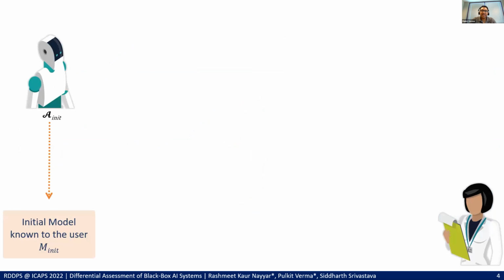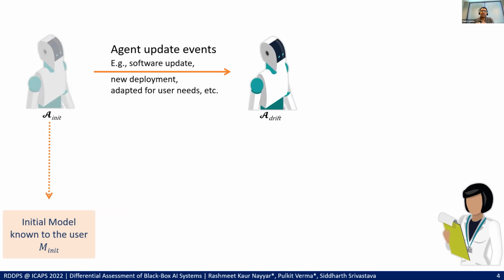Essentially, we have this setting where we have this robot with a known initial model of its internal working. The robot came with this model, or we learned this at some point in time, or by any other method, but it's not really relevant here. The only important thing is that the user knew this model to be correct at some point in the past, and now the robot has updated its behavior due to some agent update event. So we must learn the updated model of this robot.